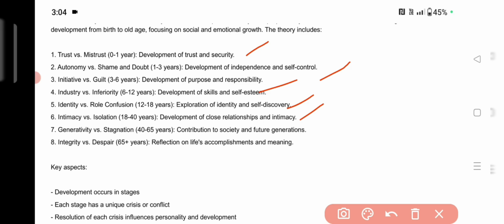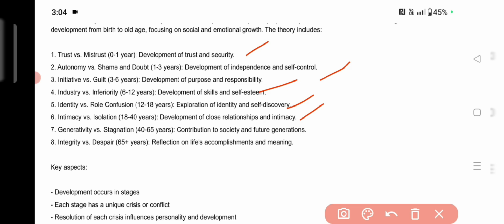The eighth one is integrity versus despair stage. That means later adulthood. It's the final stage of his theory, beginning at 65 and lasting through the entire life. If they feel all positiveness in the previous seven stages, they will be in integrity, with reflection on life, accomplishment and meaning. If they are in a situation of all negativity, then in the end stage they will be in despair.